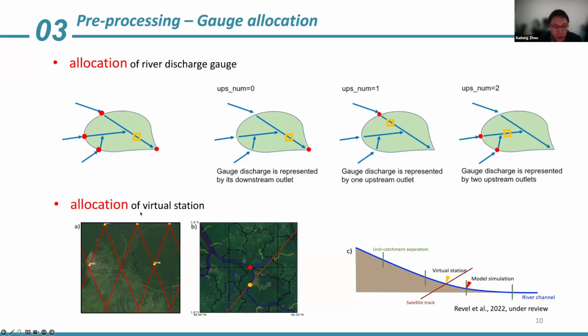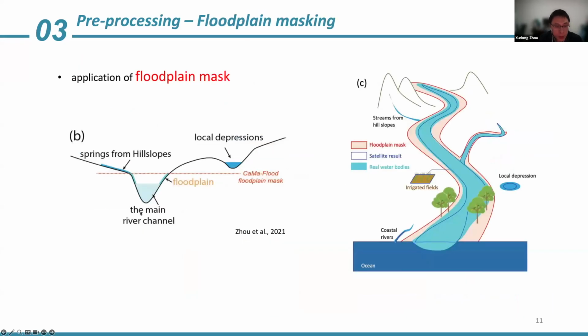For the water station, it's the same. And then for the flood plain mask, that is the water surface area, we also published one paper that you can refer to.